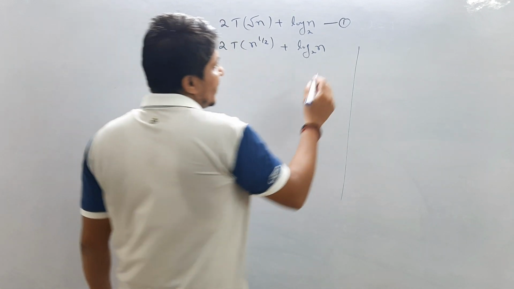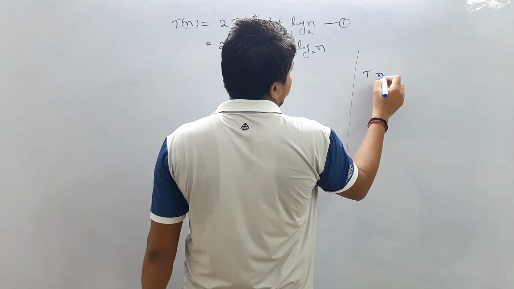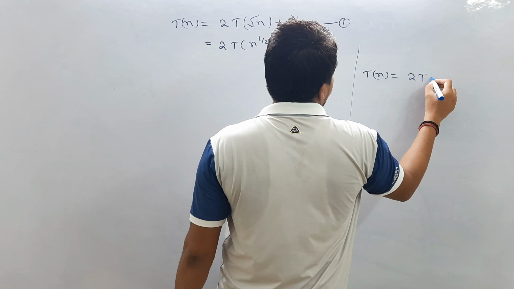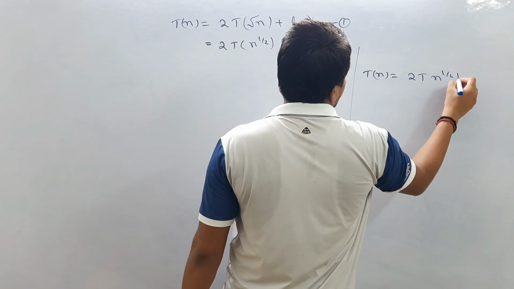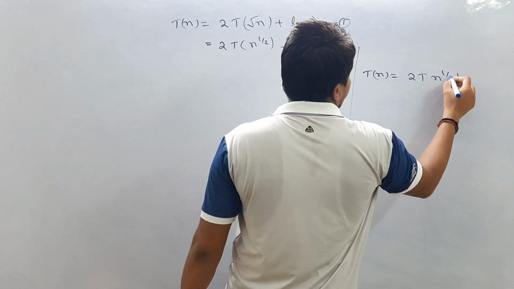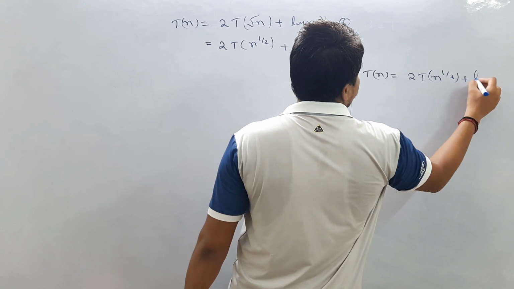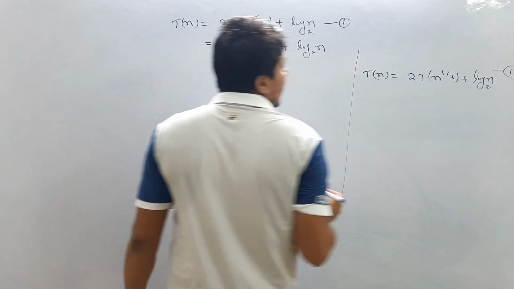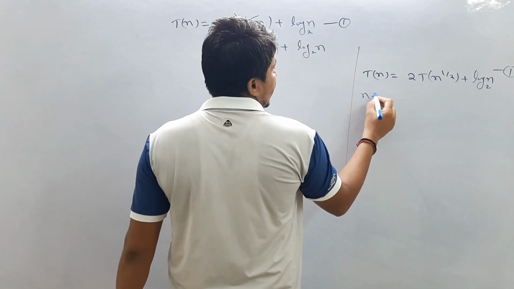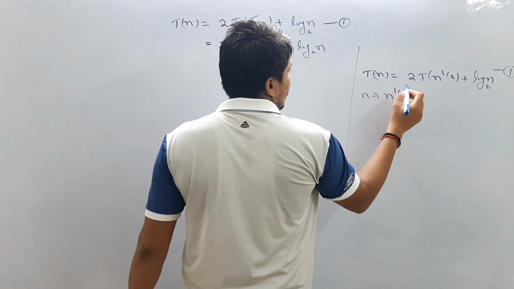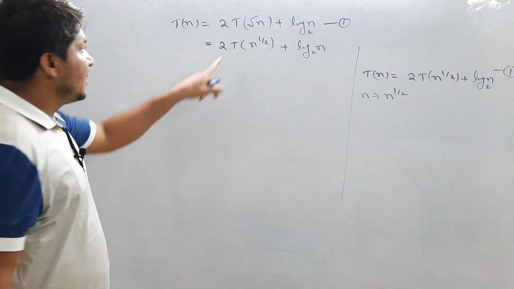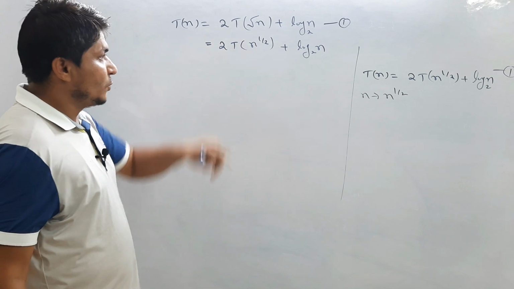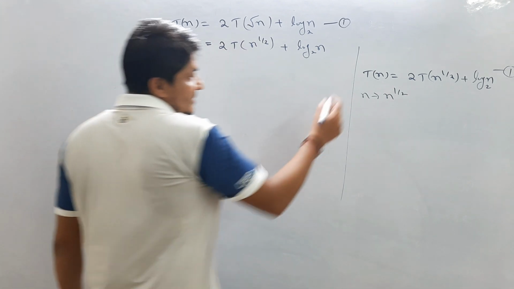So what we can do, let us write the first equation. T of n equals 2T of n raised to power 1 by 2 plus log n. So this is equation number 1. Now, if I simply replace n by n raised to power 1 by 2, then I will be able to find the value of T of n raised to power 1 by 2. So let us substitute this.